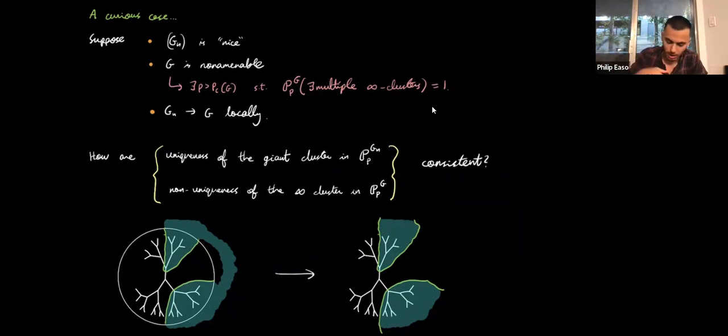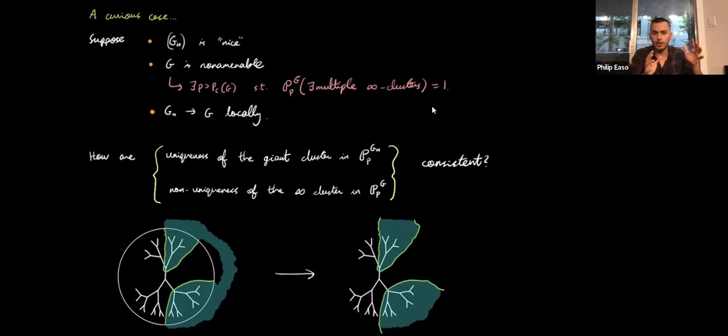But here's what happens, or what we expect to happen. This is verified, for example, if the sequence of graphs happens to be an expander sequence converging to a non-amenable graph. On the left, I've got my finite graph that is converging to the regular tree on the right. On the left, I've got some ball of large radius where my finite graph looks the same as the limit graph. If you start revealing edges and exploring what the percolation clusters look like, it looks like you have multiple giant clusters growing.